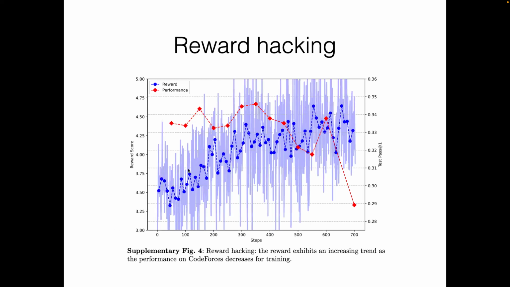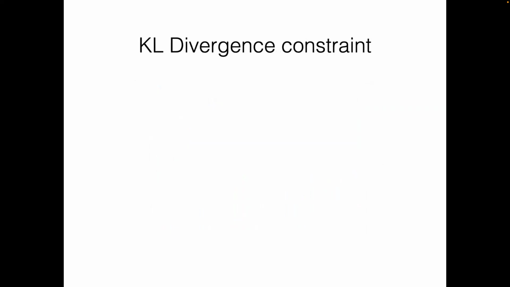So here's an example of this happening with code generation. Here the model is getting higher and higher reward during reinforcement learning, but then its performance on the actual evaluation data set starts to plummet. And this is usually a demonstration of the reward hacking. So this really does happen in practice. And so you have to do something.